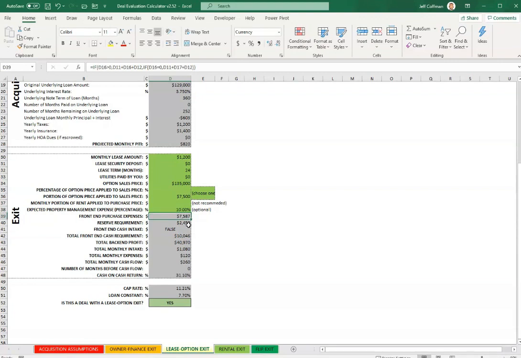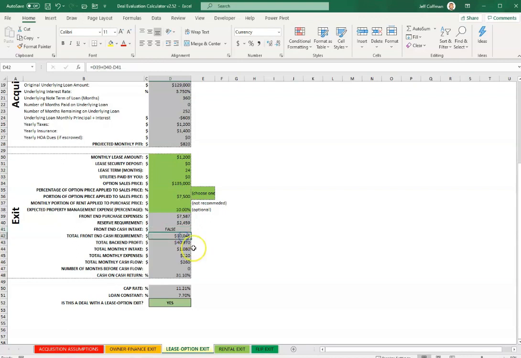So now what we have are our actual figures. We have our front-end purchase expenses, our front-end reserve requirement. We are not going to have any front-end cash intake. So you're not going to be taking any cash in when you find your tenant buyer here. So I will have to change this. Let me write that down. I will remember to do that.